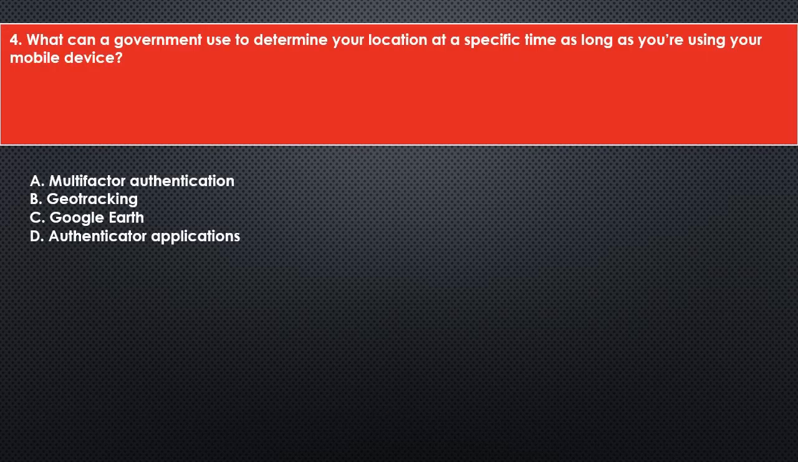4. What can a government use to determine your location at a specific time as long as you are using your mobile device? A. Multi-factor authentication. B. Geo-tracking. C. Google Earth. D. Authenticator applications. Answers: B. Geo-tracking can locate you and your GPS-equipped mobile device.